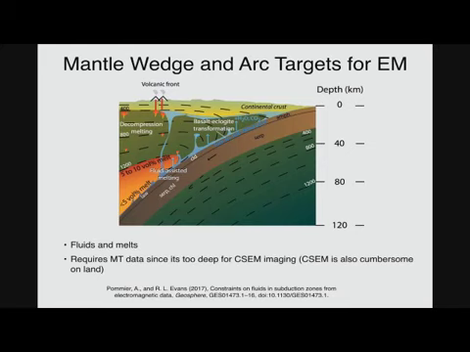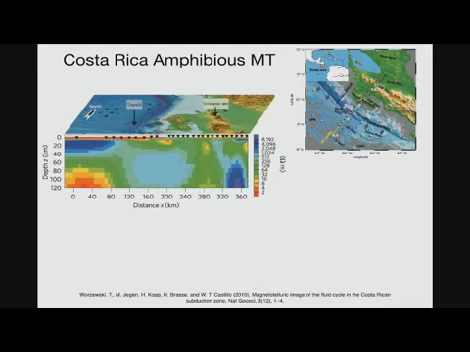Unfortunately, these are too deep to image with CSEM. We'd have the best resolution if we could do CSEM down to 80 kilometers depth, but it's just too deep to image. Also, you can't do CSEM on land, or at least you can, but it's really cumbersome because, unlike the ocean, you can't tow your transmitter, so it makes data acquisition really slow.